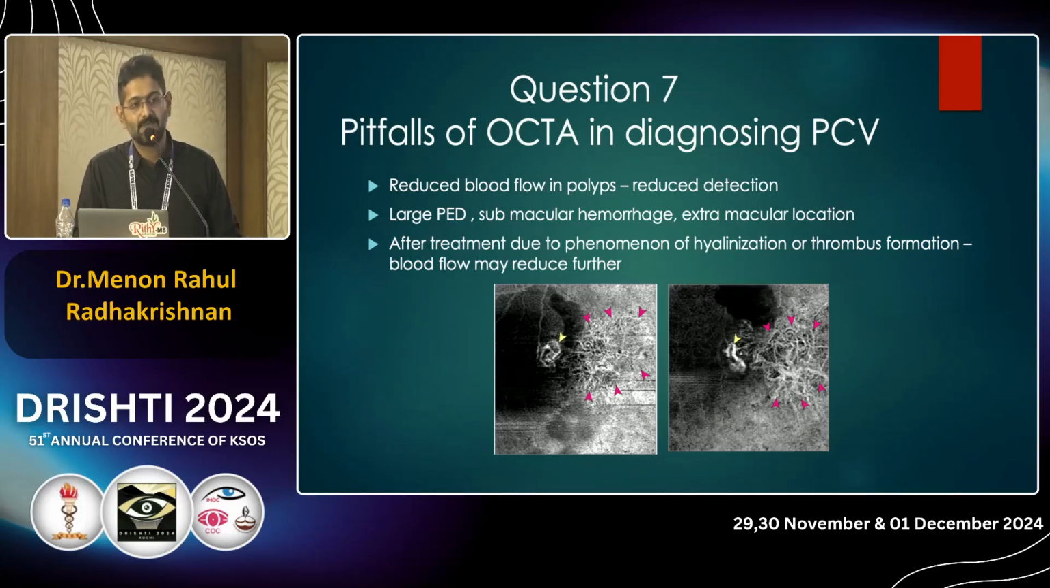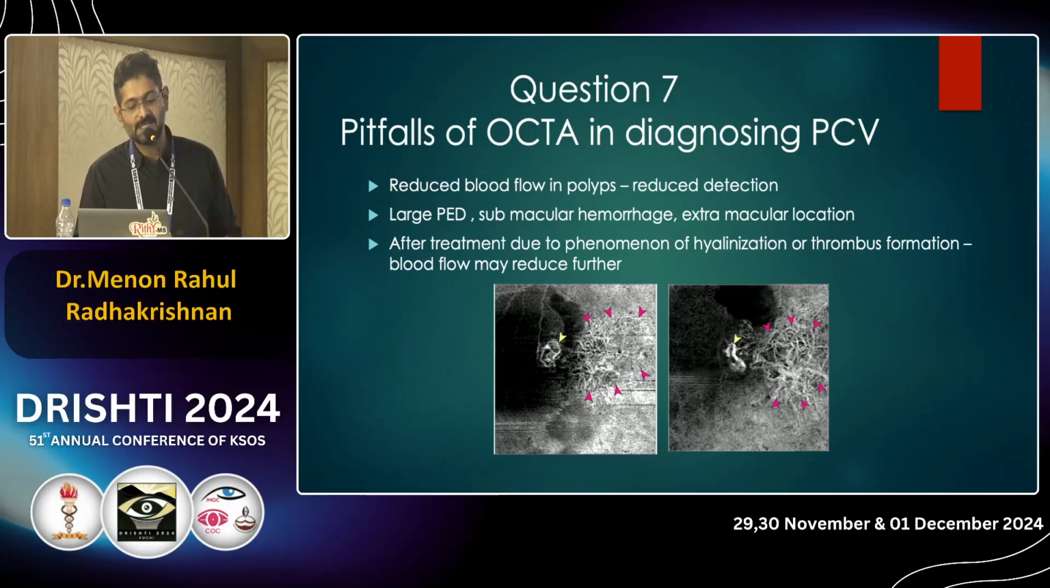Also, many times this PCV will not be a normal presentation. They might have large PEDs, so getting a good segmentation slab is difficult. They might sometimes present with submacular hemorrhage, or they might be in an extramacular location. So getting an OCTA in such cases is a little difficult.